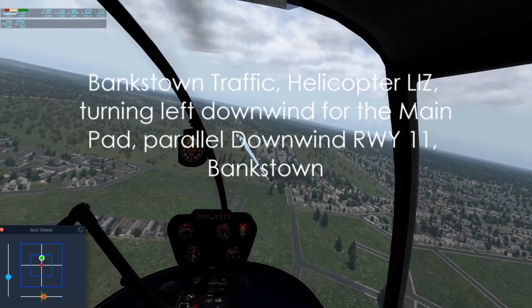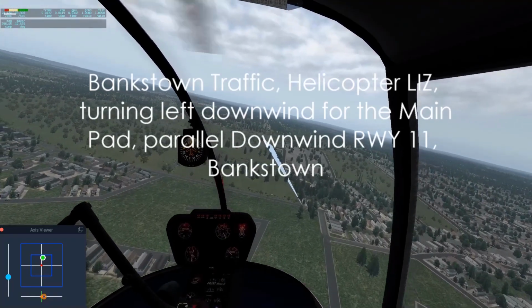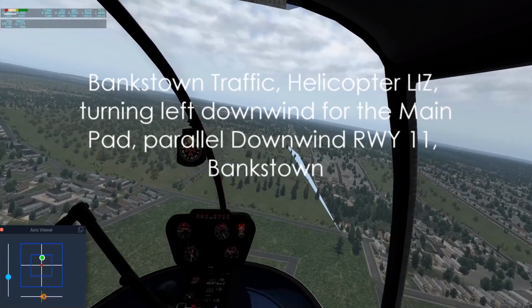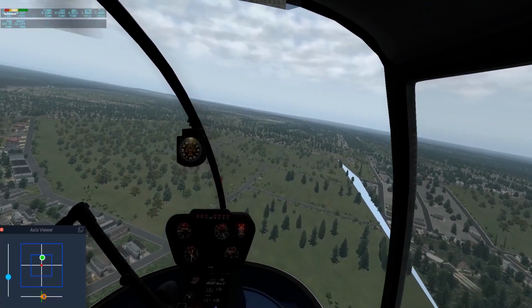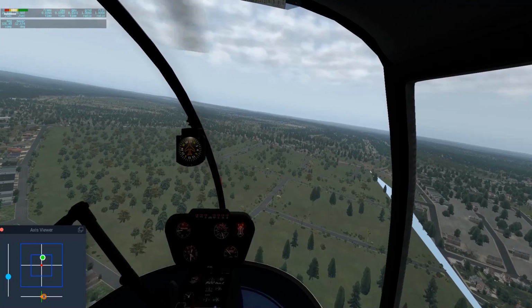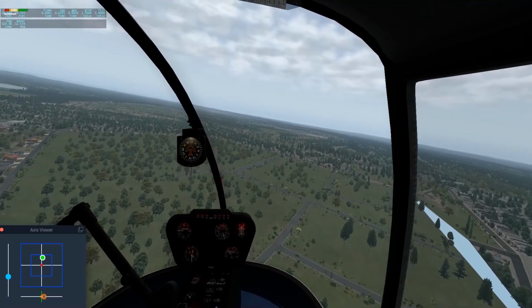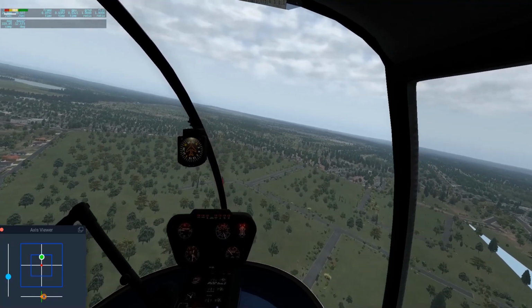Bankstown traffic, helicopter Lima, India, Zulu, turning left downwind for the main pad, parallel downwind, runway 11, Bankstown. Just added that slice of information to let others know that I'm flying a traffic pattern based on the main pad, but which runs parallel to the traffic pattern of runway 11.